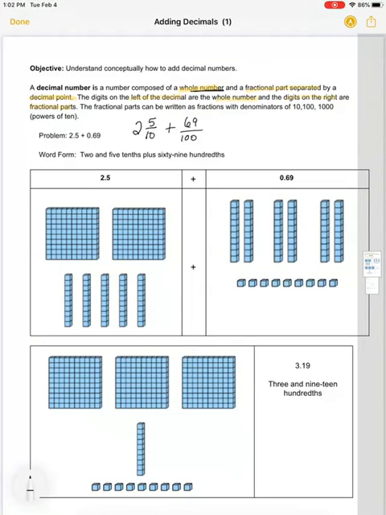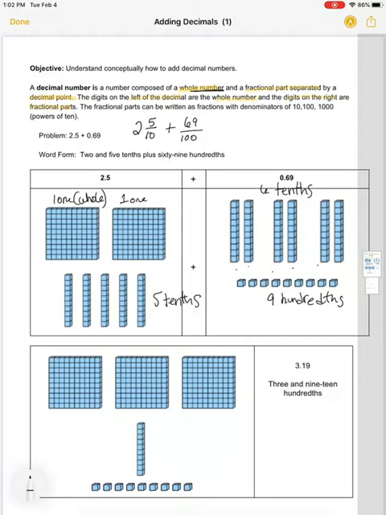And so down below what I've done is I've just created a model of the problem. So here we have 1, 1, 1, 1, 1, and you could think of these as our wholes. And then we have 1, 2, 3, 4, 5 tenths. Those are the parts. And over here we have 6 tenths, 1, 2, 3, 4, 5, 6. And then we have 9 hundredth size pieces, hundredths.